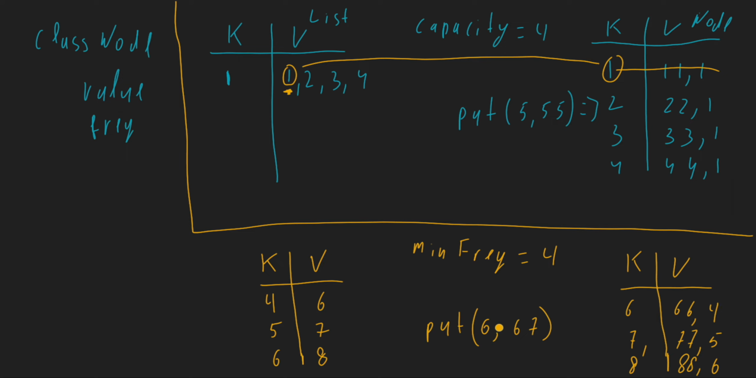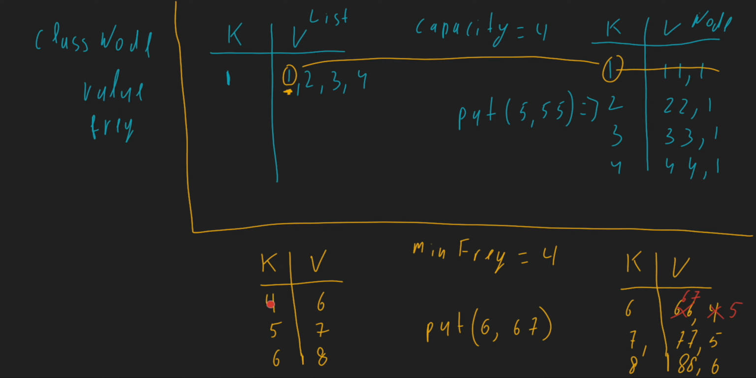So what are we going to do here? First, we are going to update our value right here. It's now not 66, but 67. We are also going to update our frequency. Now it's not 4, but 5 times. So they are the same, right?